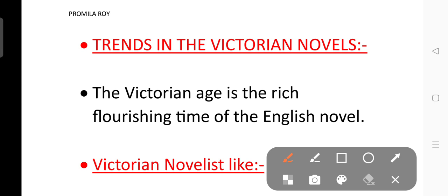The Victorian novelists try to give us a comprehensive picture of the contemporary life of the Victorian era. For example, Vanity Fair and David Copperfield are very beautiful examples of the contemporary life of that age. Understood? And you will find varieties of mood and subjects also.